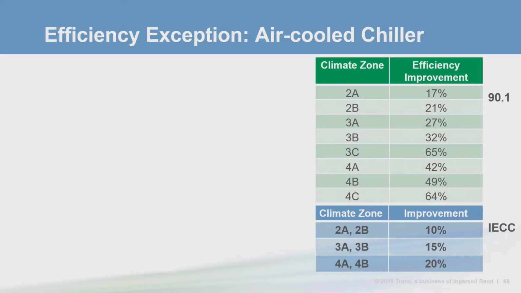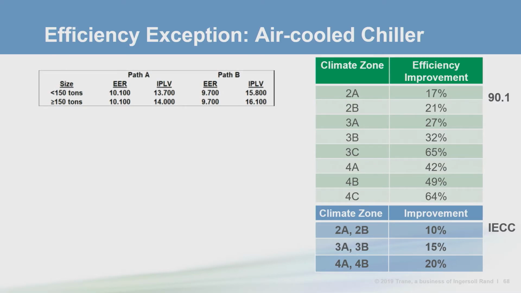Now let's do an example for an air-cooled chiller. In 2015, the efficiency rules gained stringency, so we'll improve on those to justify our exception from economizers. In 90.1, the improvement is over the part load metric, such as IPLV, if one exists. In IECC, it's over either the full load or IPLV. Air-cooled chillers can comply using either the IECC or 90.1 compliance options.